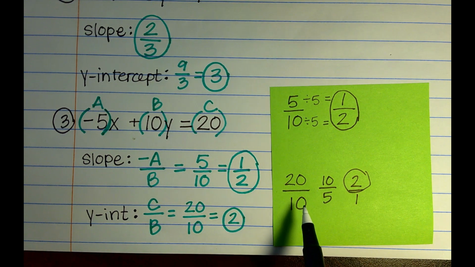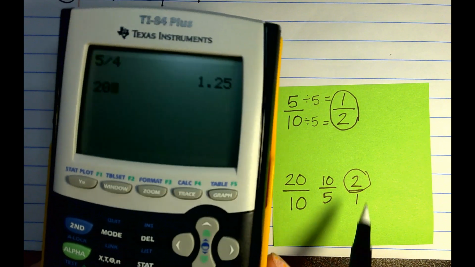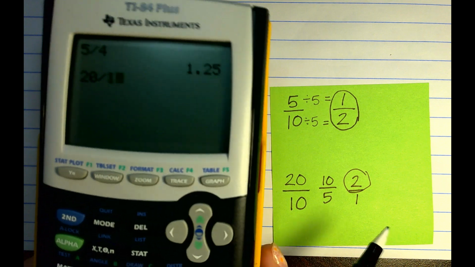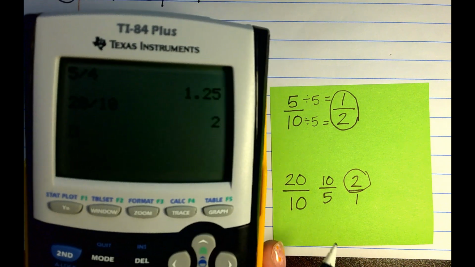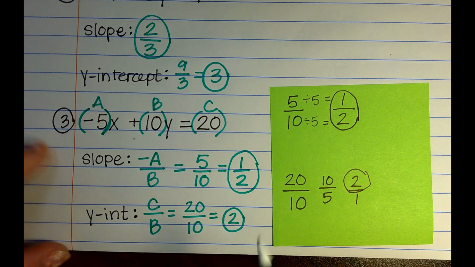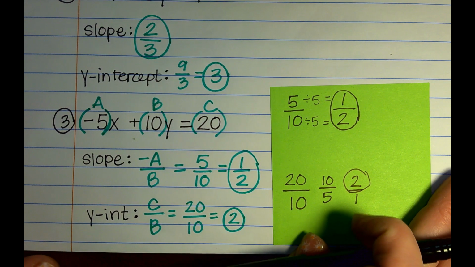You could also just type it in your calculator, 20 divided by 10, like this. 20 divided by 10, and you get 2. Fairly simple. Any questions on this example here?